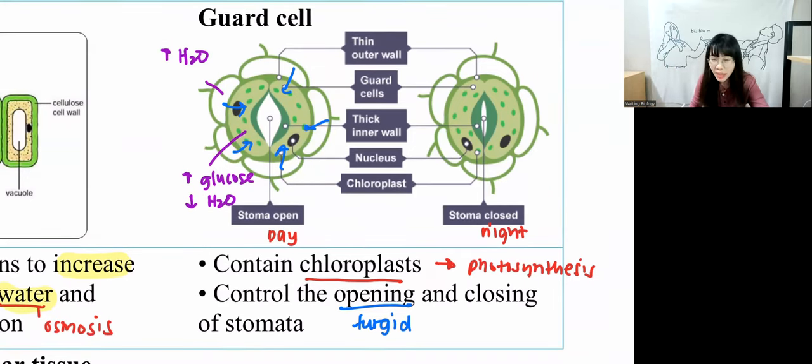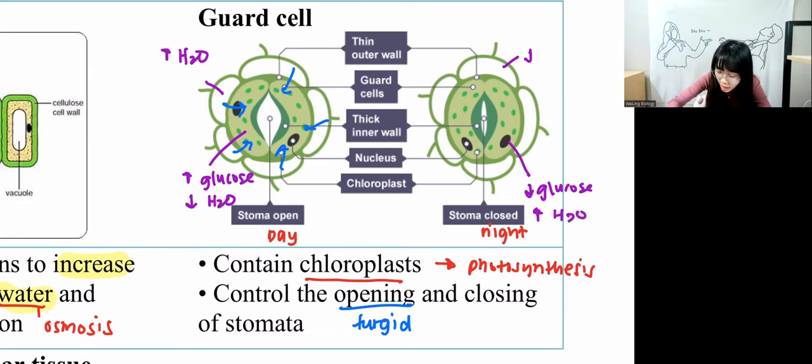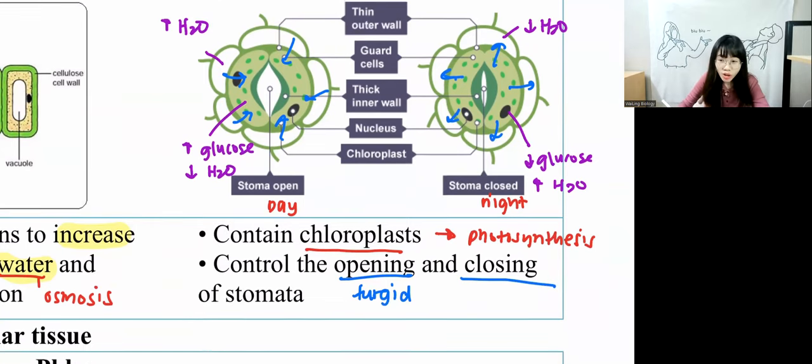Okay, next. Why during nighttime will they close? Because at nighttime there is no photosynthesis. So they have lesser glucose. Lesser glucose means, as compared, they have more water. The surrounding cell has lesser water. Water will diffuse out back to the surrounding cell again. So that's why they close. Close means flaccid. So this is one of the reasons why they open and close the stomata.